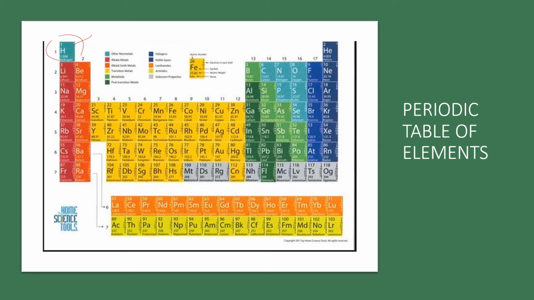And then beryllium, magnesium, calcium, strontium, barium, and radium. That's alkaline earth metals, group 2. And here you have group 13: boron, aluminum, gallium, indium, thallium, and then Nh here.